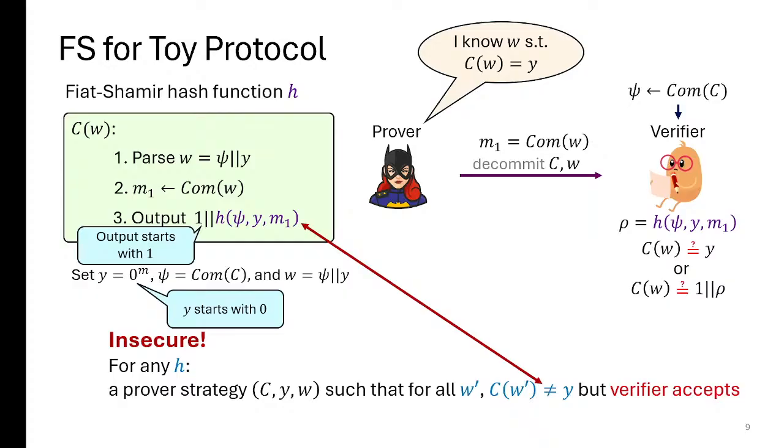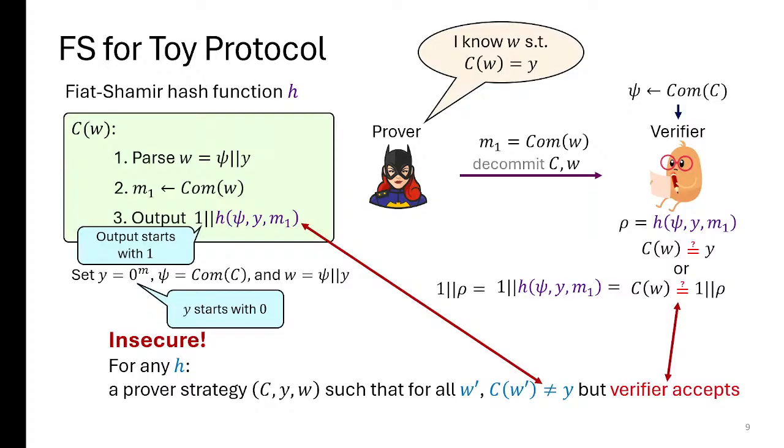Well, we look at C of W. C of W takes in this and outputs this. So it outputs 1 concatenated by H of psi, y, and M1. M1 is computed exactly like this, so it's exactly this M1. And so we have 1 concatenated by rho. And so the verifier accepts because this is actually the output of the circuit.